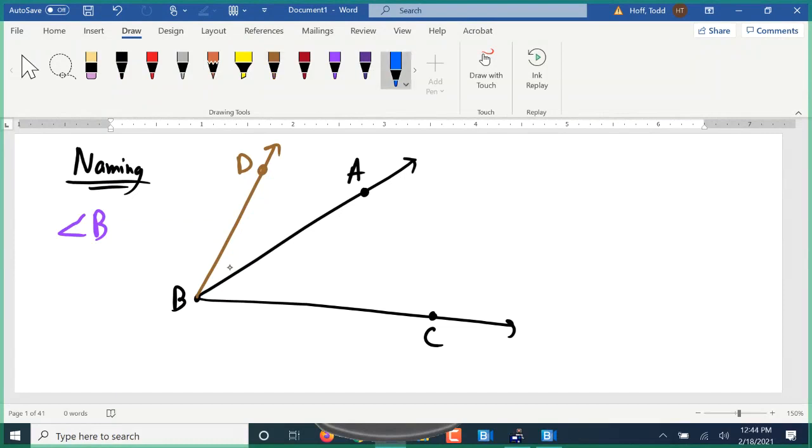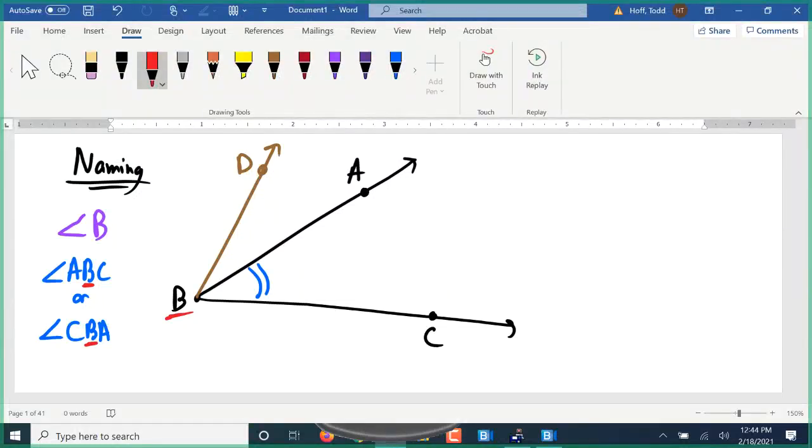So a more specific way of referring to this angle over here is I could call it angle ABC or angle CBA. Notice in either case, the middle letter is again the vertex of the angle, the B. So I name a point on one side, does not matter which side, then I name the vertex, and then I name a point on the other side.